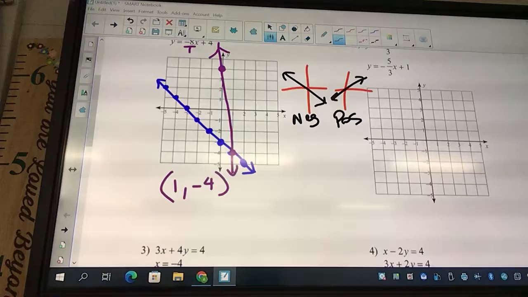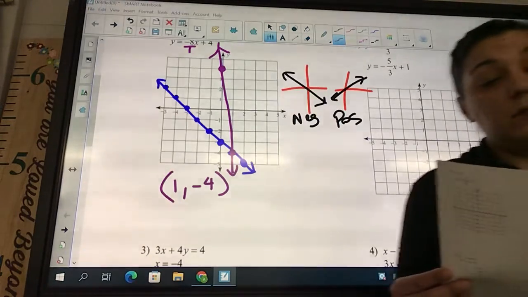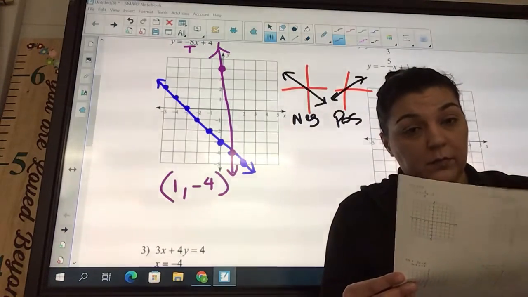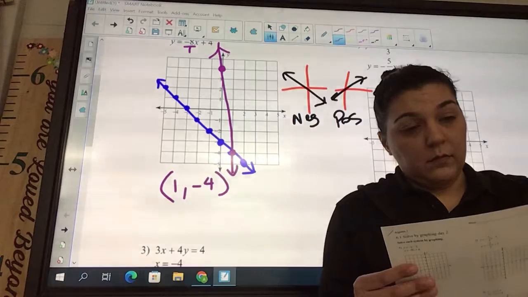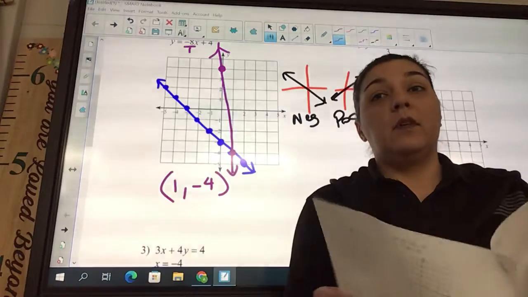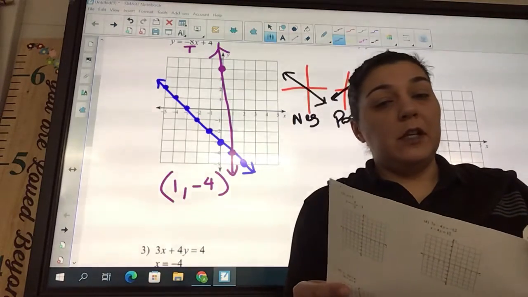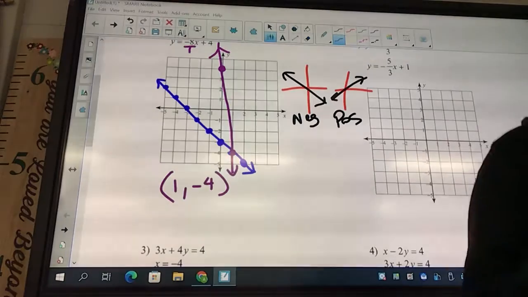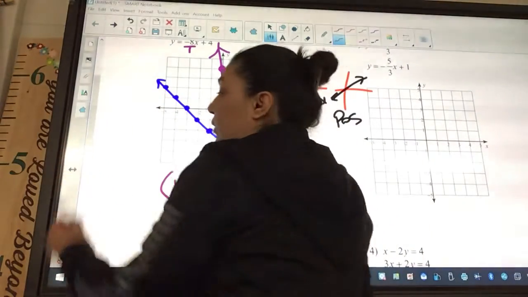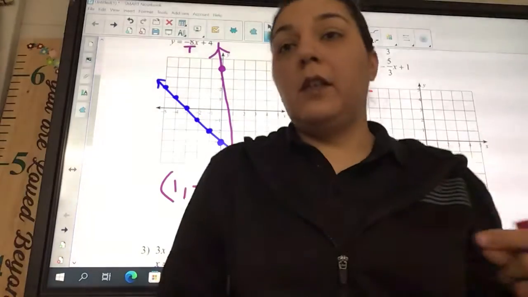Oh, shoot. Cross off number 3 and number 10 and then 13. Okay, put your phone up. Okay, 3, 10, and 13. Even if you're in the other class, same thing, cross off 3, 10, and 13.